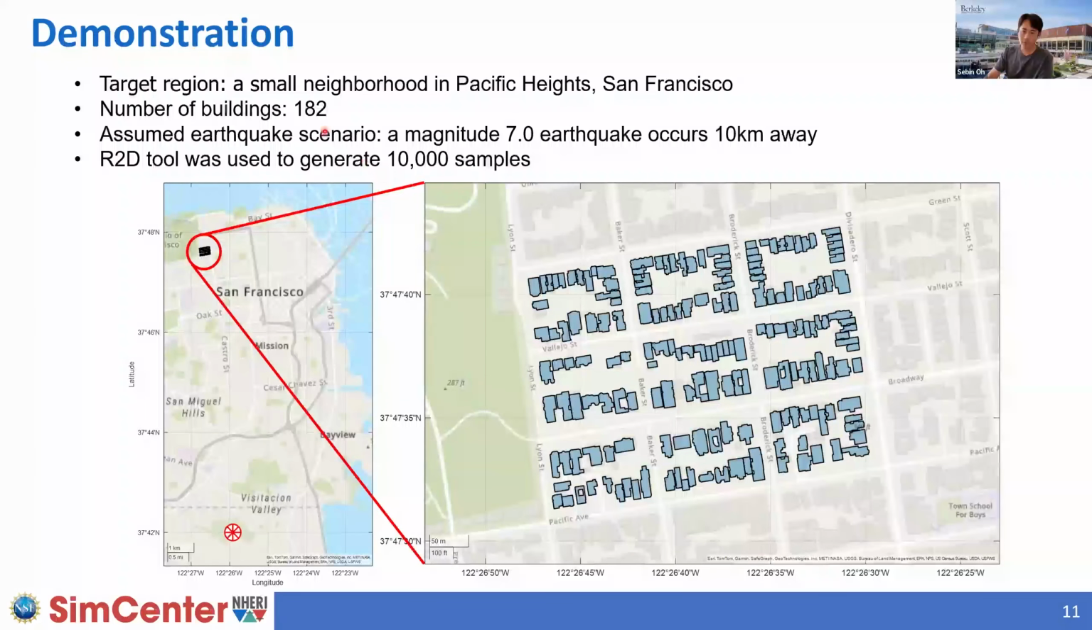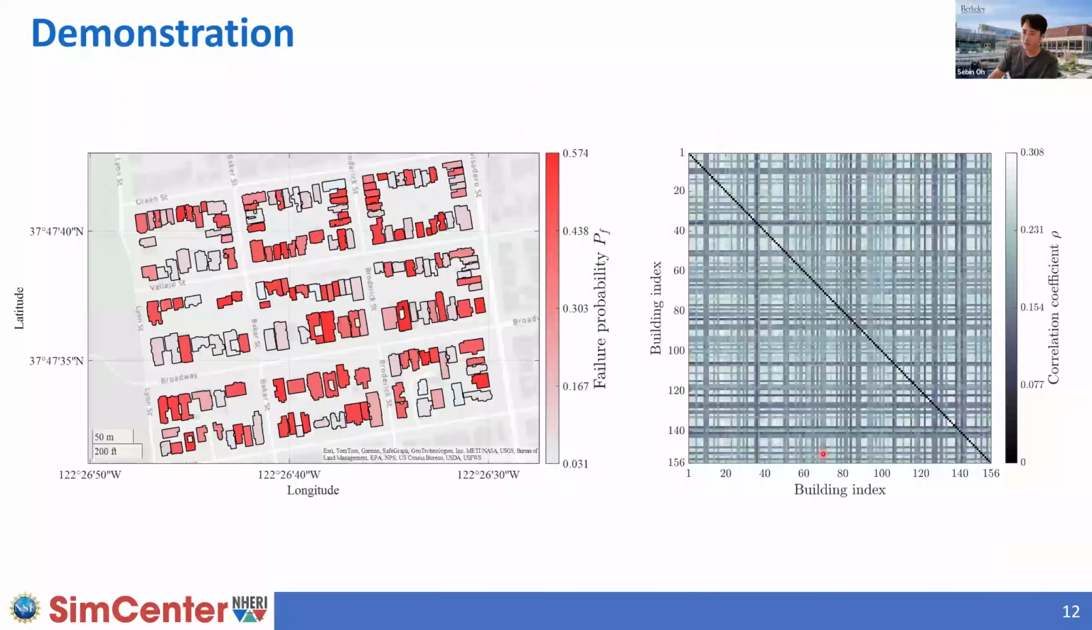The target region is a small neighborhood in San Francisco, which consists of 182 buildings. And for the earthquake scenario, the epicenter is shown in this figure, and a magnitude of 7.0 is assumed. And using the R2D tool, a total of 10,000 samples was generated for this region. And these figures show the simulation results of the R2D tool.